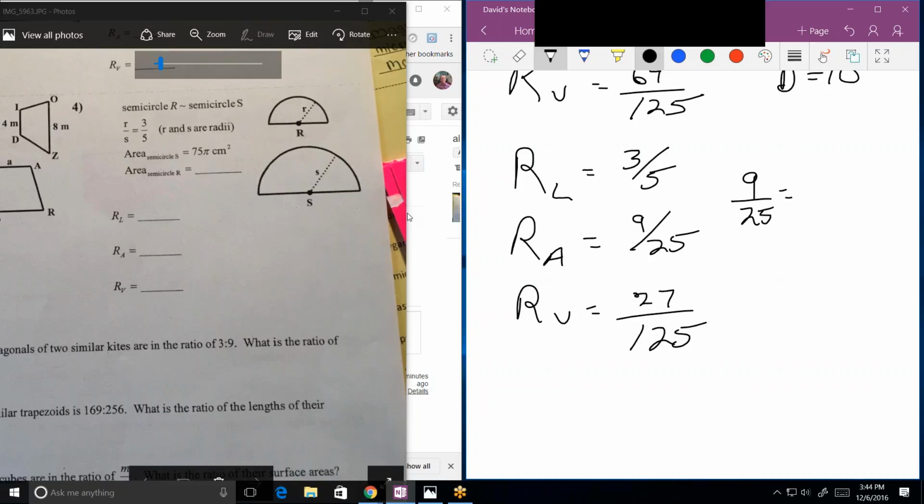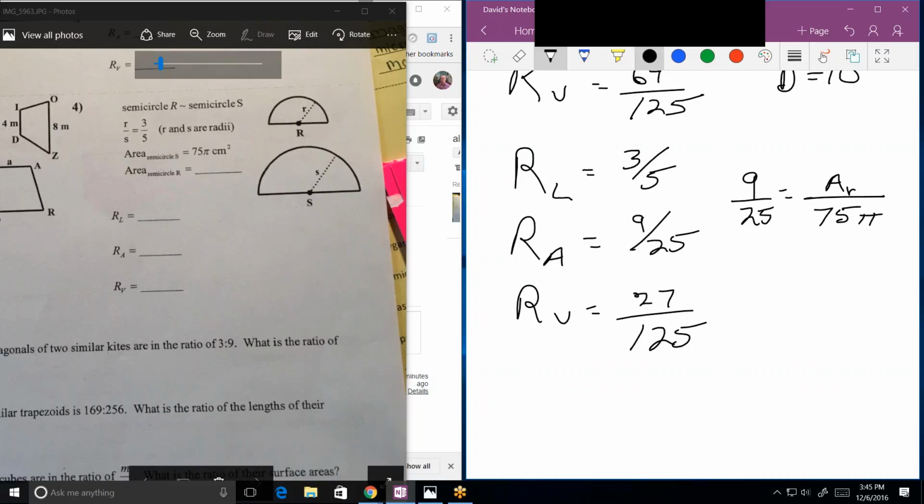R is to 75? Which is the smaller one? R. Okay, so the area we're looking for is the area of R, and it's got to go on top because you've got to go little to big. And they've given us the area of S is 75 pi.